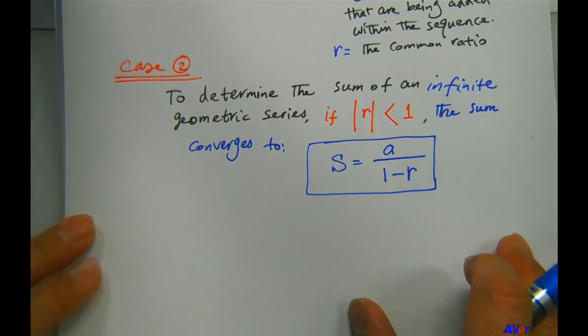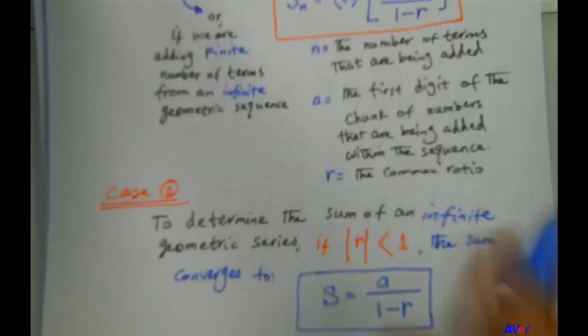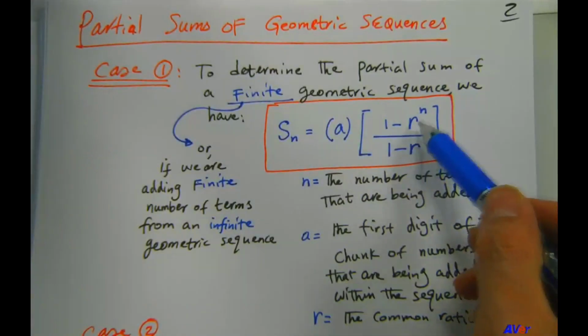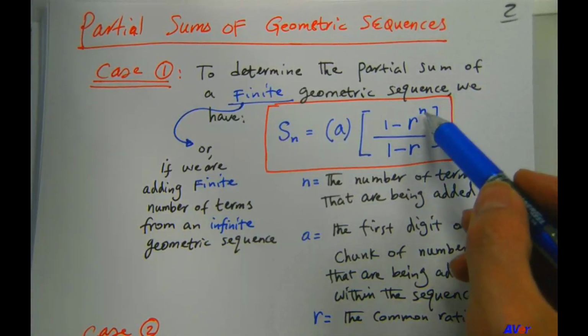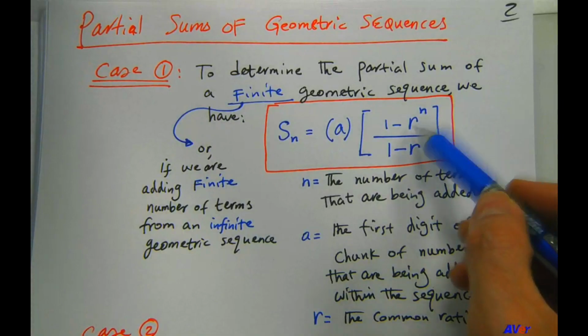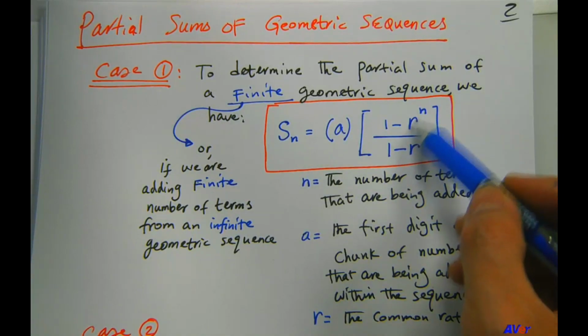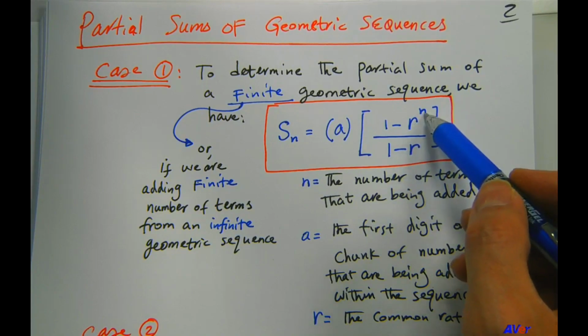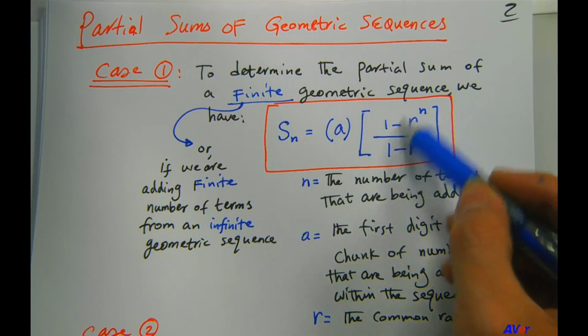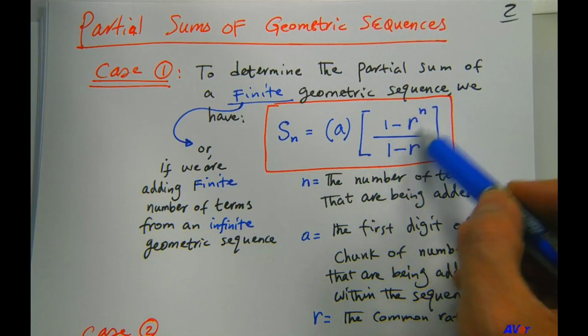So what's happening is that this is actually this formula. But when the absolute value of the common ratio is less than 1, and this n becomes infinite, then this term reduces to 0.